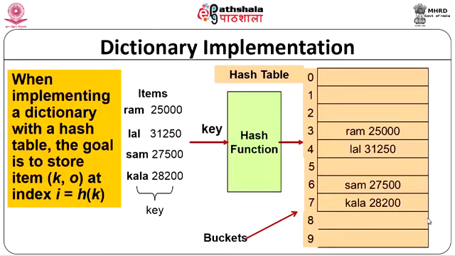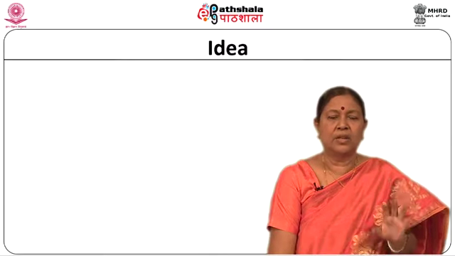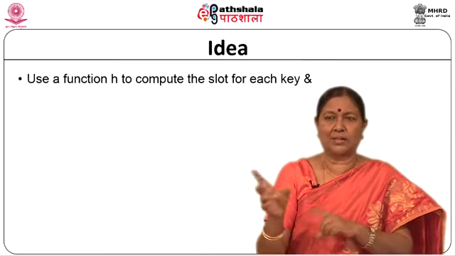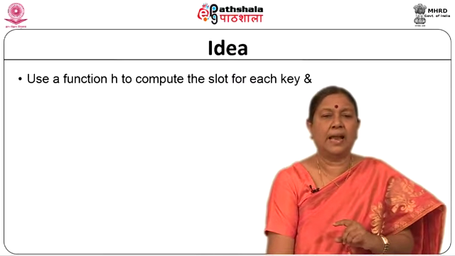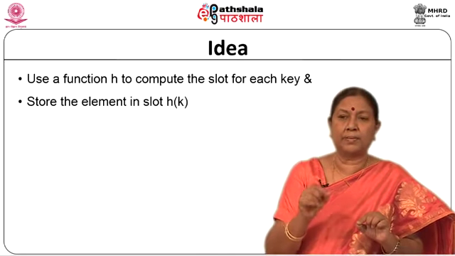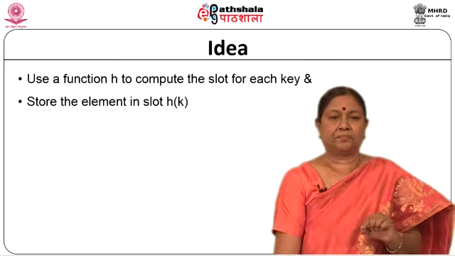The index of the hash table is normally called a bucket. So, the size of the hash table is nothing but the number of buckets. That is the term used, and this is how it happens. How the hash function does this, we have not yet explained. Now, the idea is this: use a function h to compute the slot for each key, that is the slot or bucket for each key, and store the element in that particular slot. So, that is h of k. Remember, k is the key of the item.